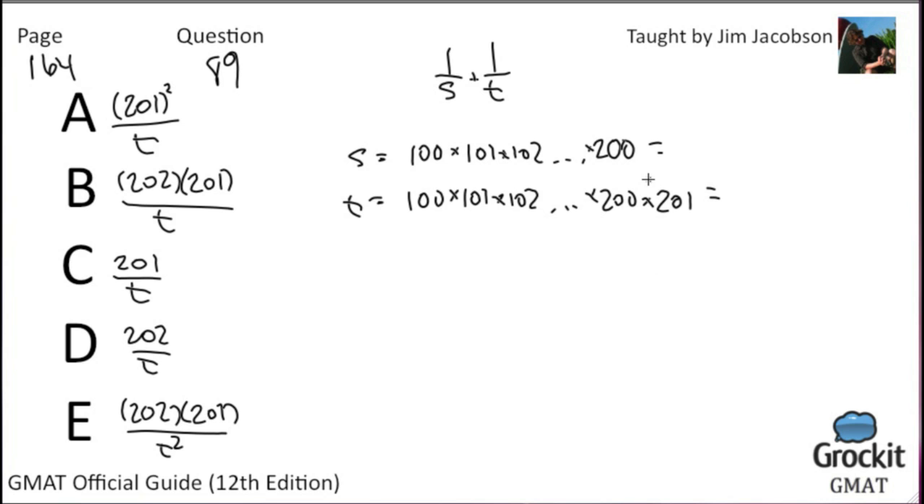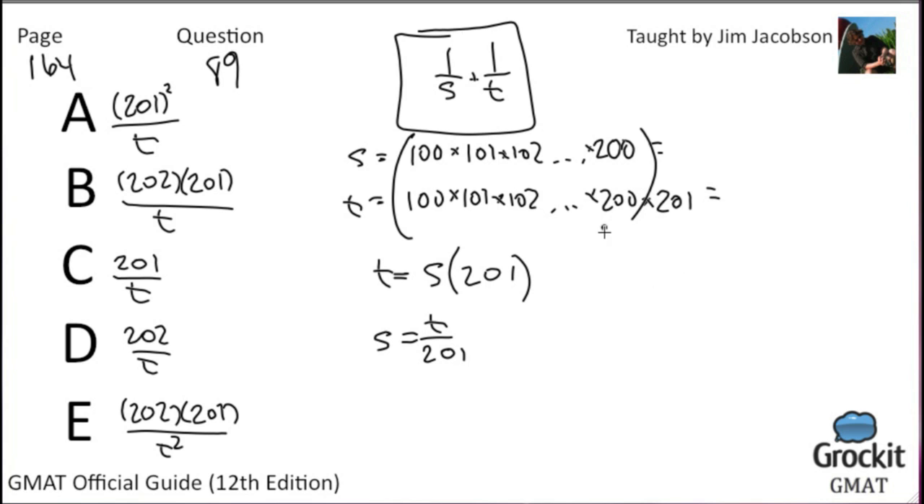In fact, t is exactly s times 201. Let's pretend we calculated that massive number. S times 201 is t. Now we need the whole thing in terms of t, so we solve for s. We divide both sides by 201, so s equals t over 201.